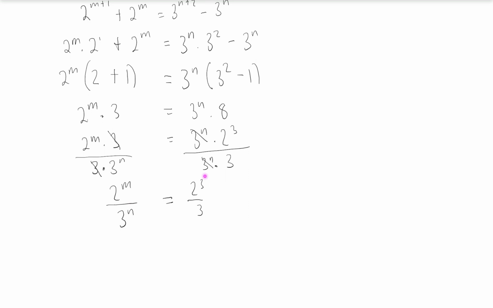So if these two expressions are equal to one another, this must imply that our m must be equal to 3 and our n must be equal to 1, because there's a 1 here. And therefore m plus n is going to be equal to 3 plus 1, and this is equal to 4.